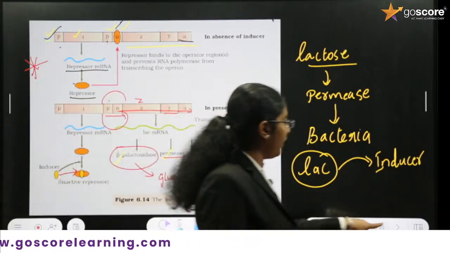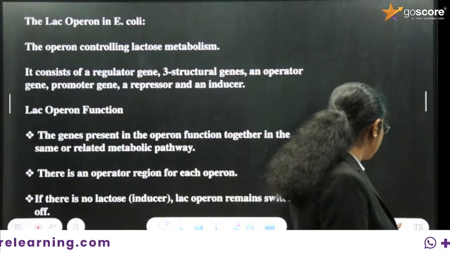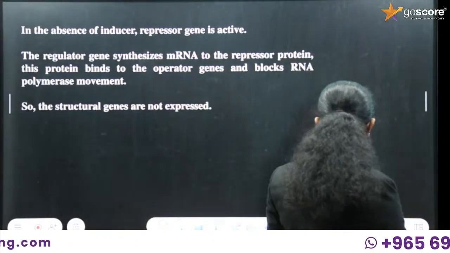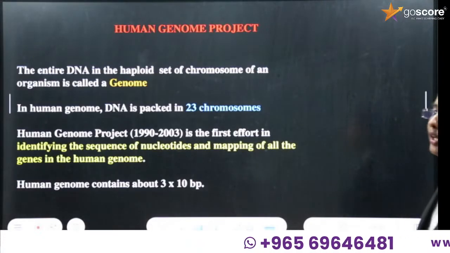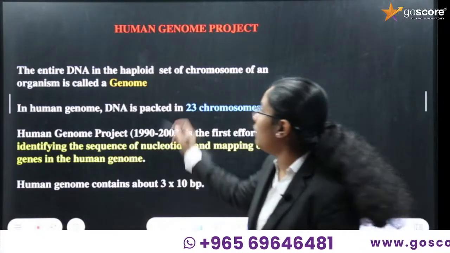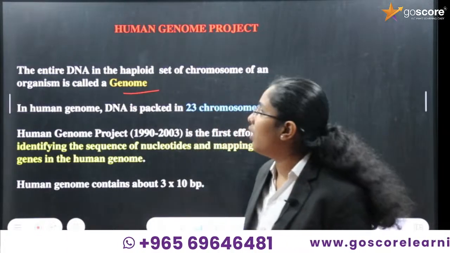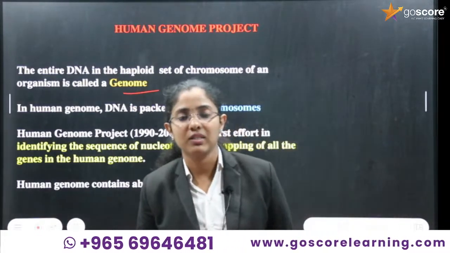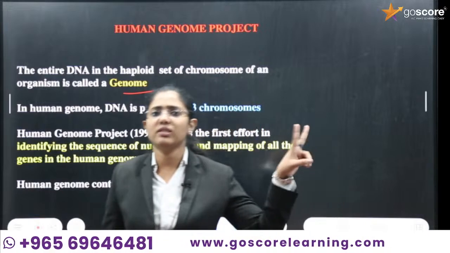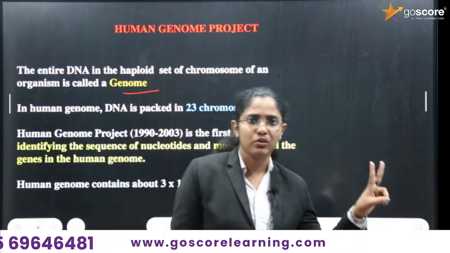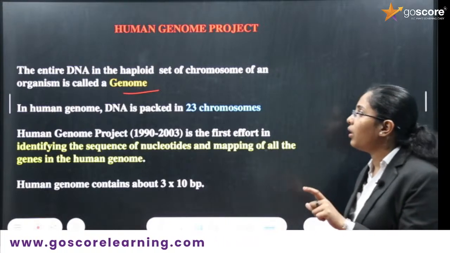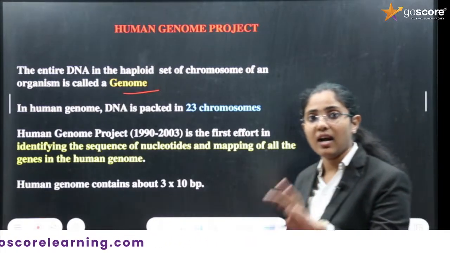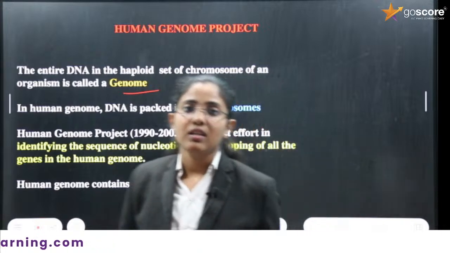Next, the last and final topic of this chapter, we will be discussing the Human Genome Project. If you are looking into the Human Genome Project, what is a genome? The entire DNA in the haploid set of chromosomes. See, in human beings we have two sets of chromosomes, diploid sets of chromosomes. The entire DNA in the haploid set of chromosomes, we call it the genome.